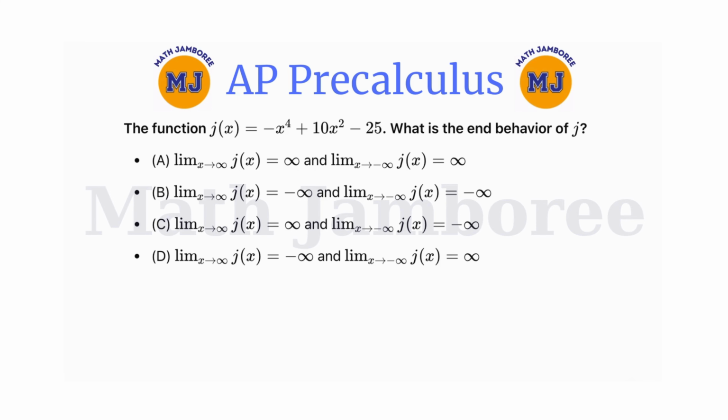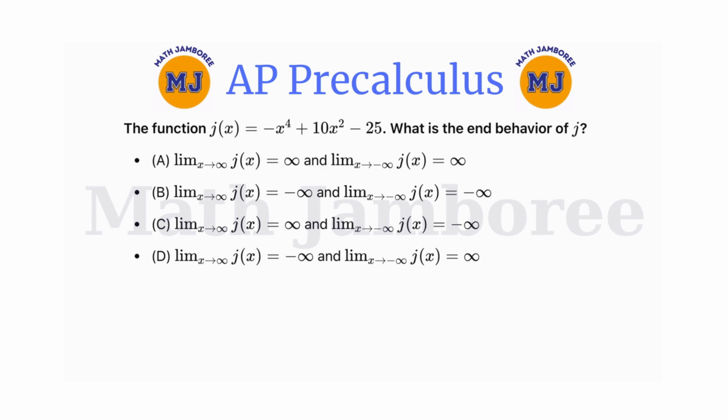In this video, we have an AP Precalculus type of question from the topic of polynomial functions and behavior. Let's solve it together. The function j of x equals negative x to the power of 4 plus 10 times x squared minus 25. What is the end behavior of j?